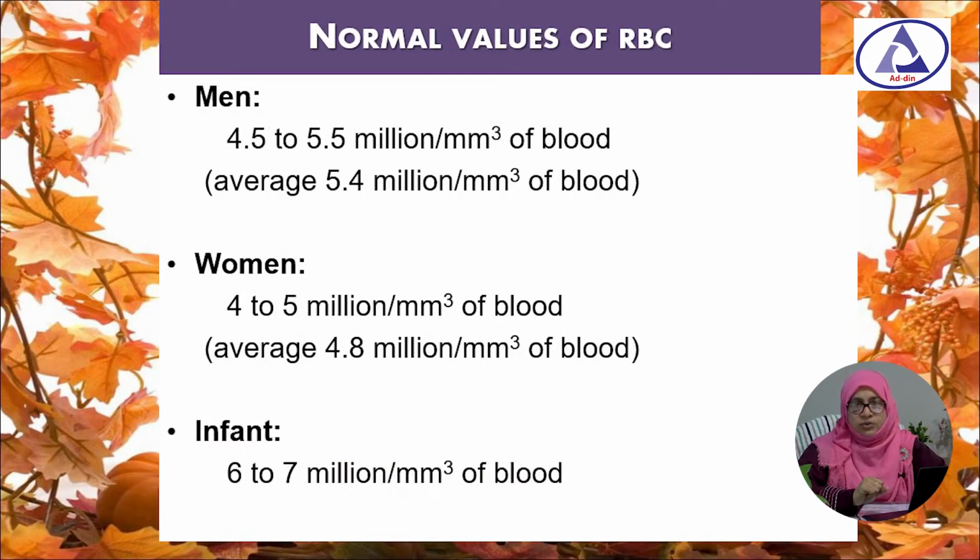Now the normal values of RBC. RBC count is usually more in males. It is about 4.5 to 5.5 million per cubic millimeter of blood. The average is 5 to 5.4 million per cubic millimeter of blood. In females, it is 4 to 5 million per cubic millimeter of blood, and the average is 4.8 million per cubic millimeter of blood. In infants, it is more, that is 6 to 7 million per cubic millimeter of blood.